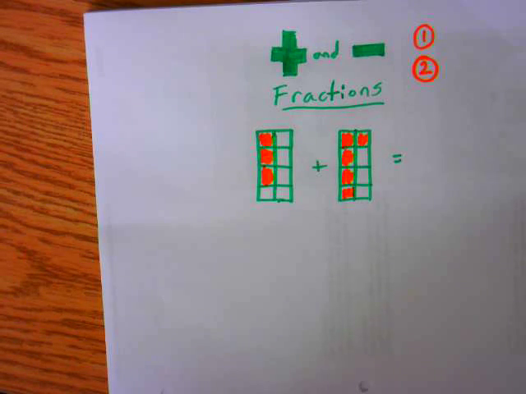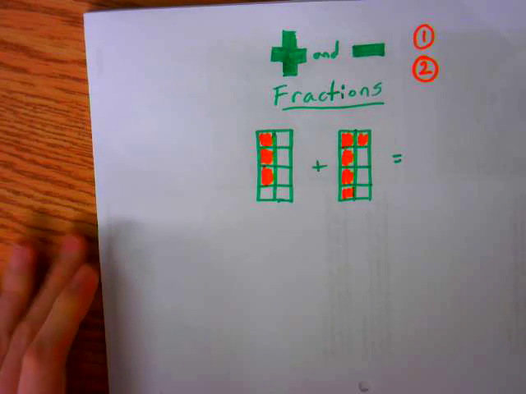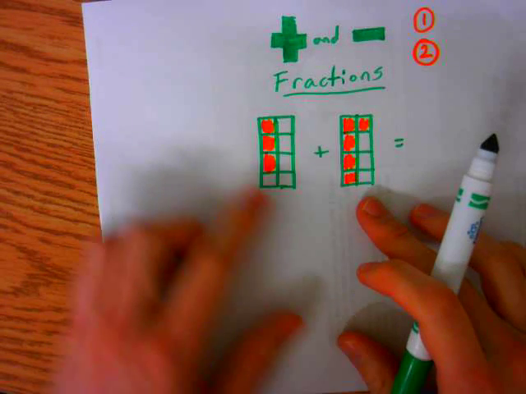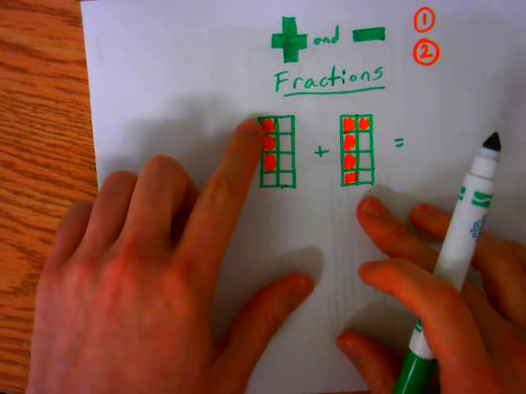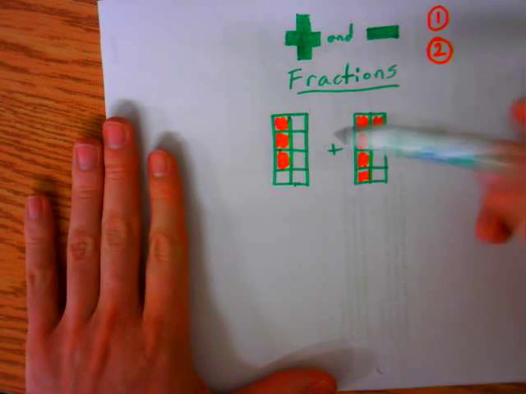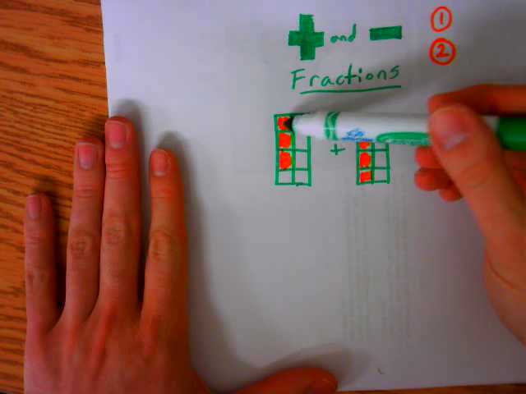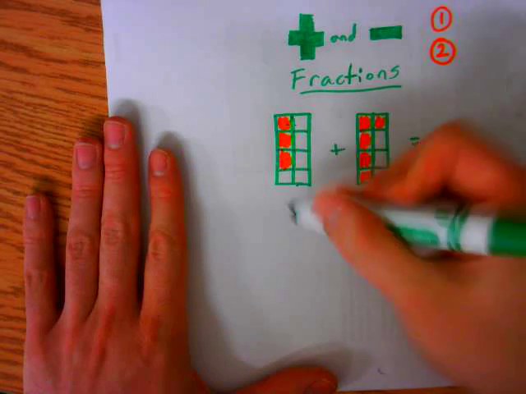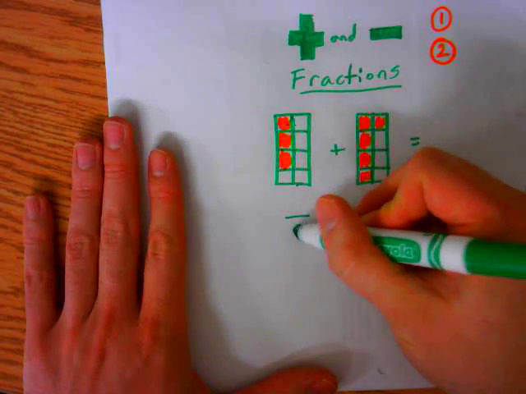If you take a look at our sheet here, we have an example ready set up for us. We have two chocolate bars here in green, and in the orange we have our pieces that have been eaten or broken away. And if we count up this chocolate bar here, we have 1, 2, 3, 4, 5, 6, 7, 8 total pieces. So our denominator is going to be 8.